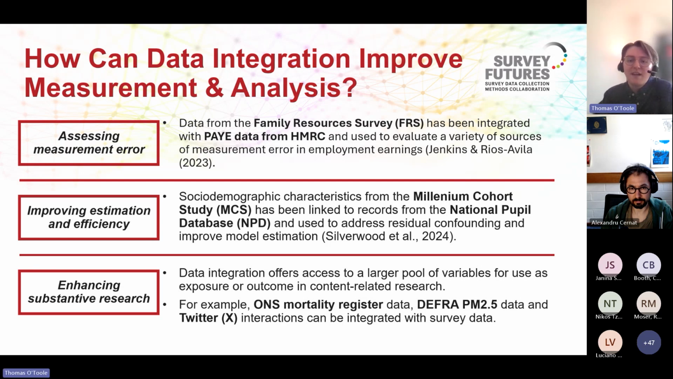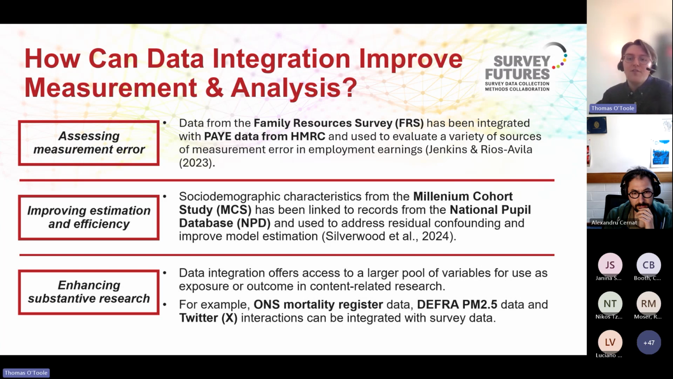The integration of survey and non-survey data can also enhance estimation by increasing the effective sample size, including more cases and richer covariates than is feasible to collect through survey data alone. And this can lead to more precise estimates, narrower confidence intervals, and a greater power to identify associations. So, for example, sociodemographic variables from the Millennium Cohort Study have been linked to educational data from the National Pupil Database, and this has been used to better address residual confounding in modelling, basically by including richer covariates.